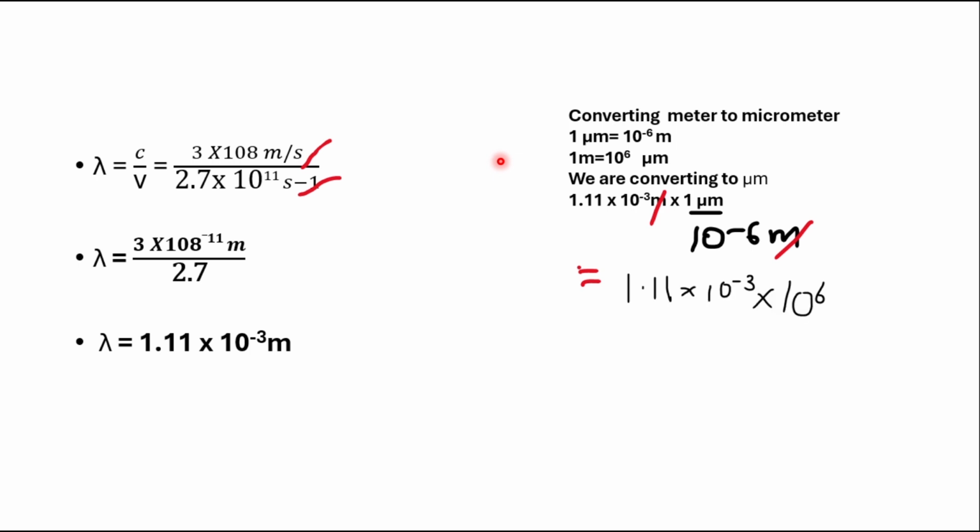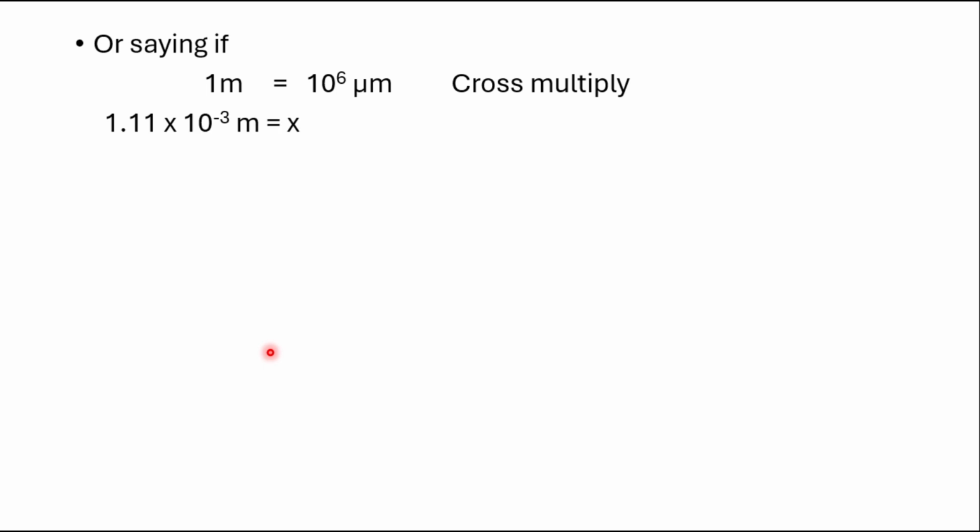So the meter cancels the meter, and we have 1.11 times 10 raised to power minus 3 times 10 raised to power 6 from this equation. Because when the 6 moves to the upper side, it will carry a positive sign. That is why we have it like this. Then we have 1.11 times 10 raised to power 3 micrometer. The final answer in micrometer is 1,110 micrometer, and in meter it is 1.11 times 10 raised to power minus 3.